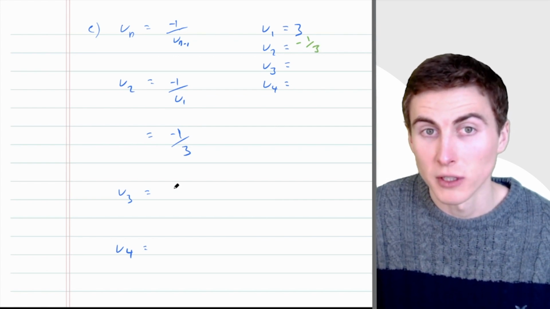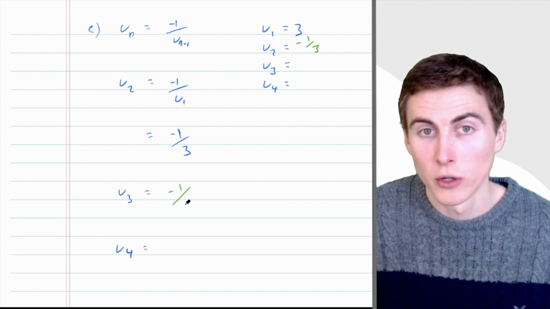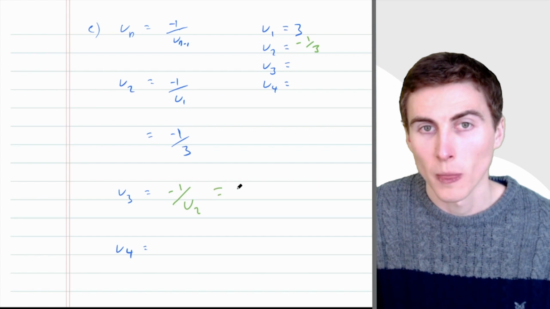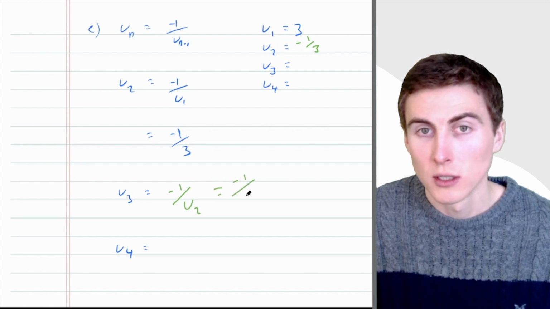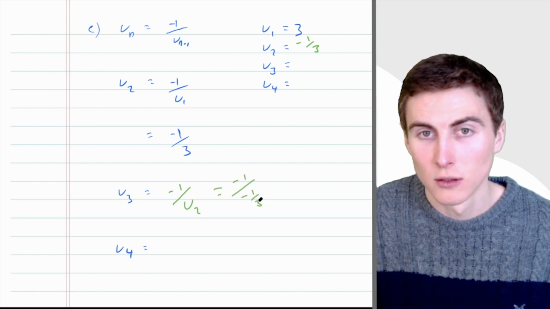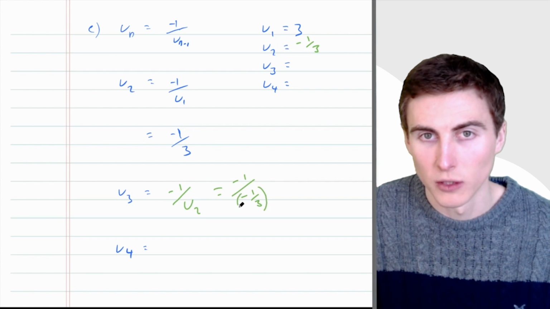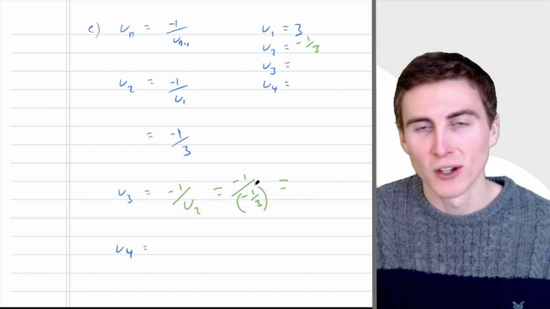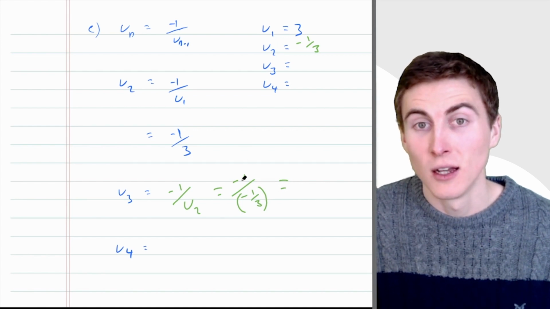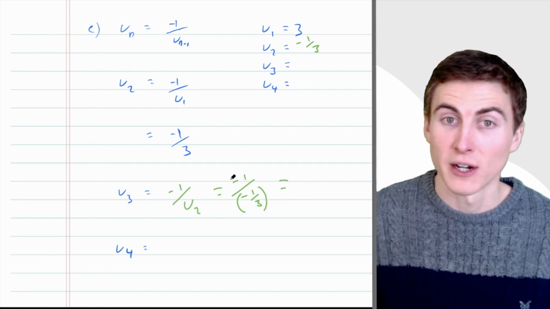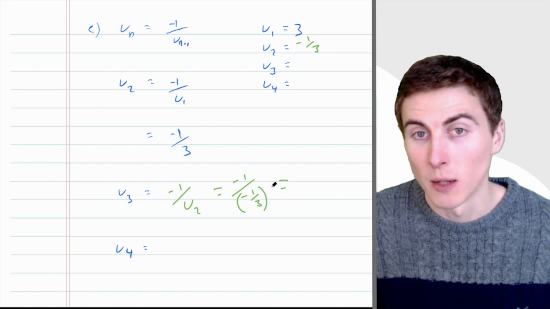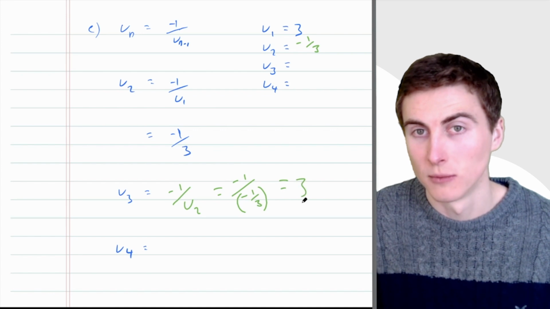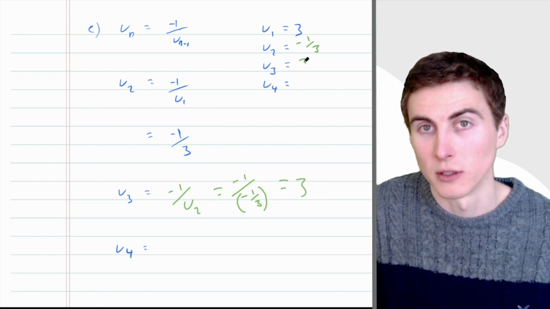Then to find u of 3, we have to do minus 1 divided by u of 2, because that's the previous term. Which is going to be minus 1 divided by minus a third. Could pop this in brackets to make it a bit clearer. These are a bit annoying. A lot of people get this wrong when they try to do it in their head. But when you divide something by a fraction, this number basically comes all the way to the top. And the negatives would cancel out. So this is just 3. So u of 3 is 3.